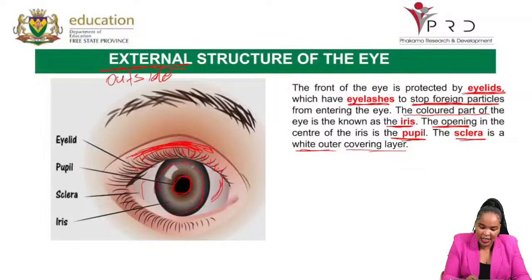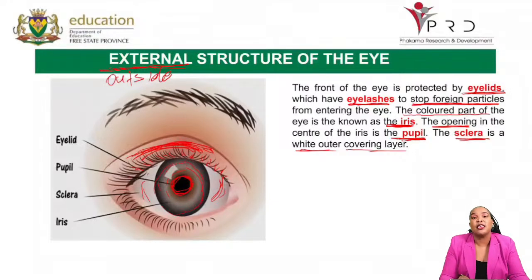And then you see the colored part, which is the iris. And then on the iris there is a small opening, which is called the pupil. And then surrounding the white part is called the sclera. So that is what you can see from the person sitting next to you on the outside of the eye.